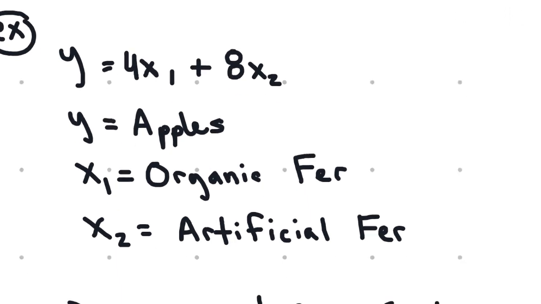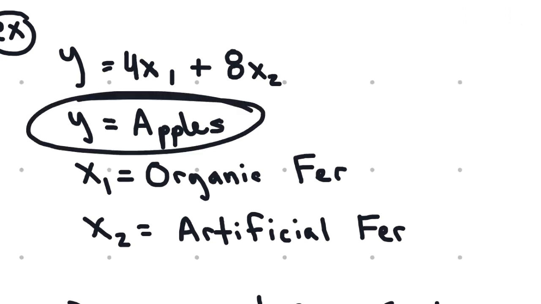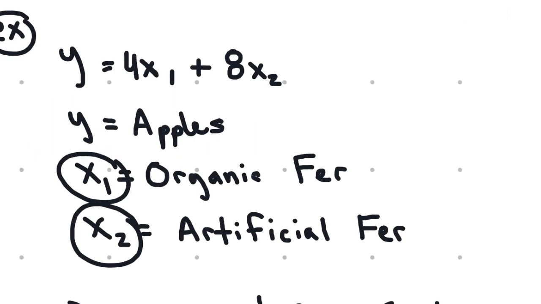But maybe the output is a certain quantity of apples. One input is the quantity of organic fertilizer used. Another input is the quantity of artificial fertilizer used. So y is a function of x1 and x2. So that's a basic example.